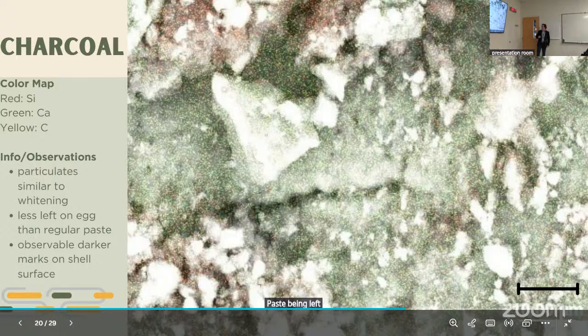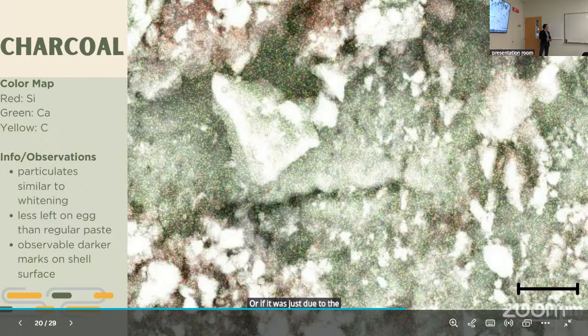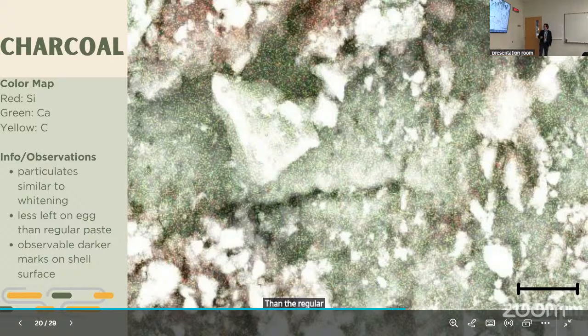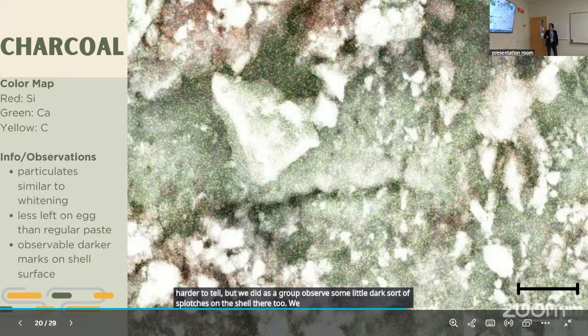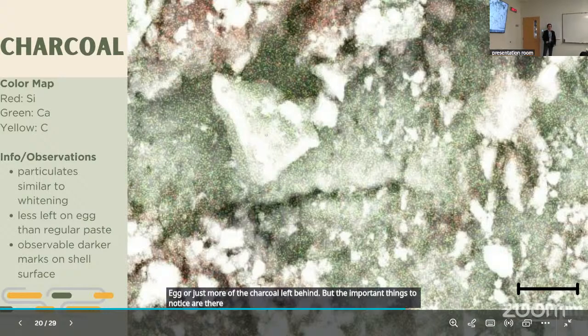Now, whether that part of the shell just got rinsed a little bit better than the regular one, or it was just due to the charcoal paste being so much thinner than the regular paste, because when we did measure the paste as well, charcoal was definitely thinner than the regular one. And last but not least, the magnification, it's a little harder to tell, but we did as a group observe some little dark splotches on the shell there too. We either thought that was just the natural porous structure of the egg or just more of the charcoal left behind. But the important thing to notice is there is silica still left on the surface of the egg. So that's the biggest takeaway from that.